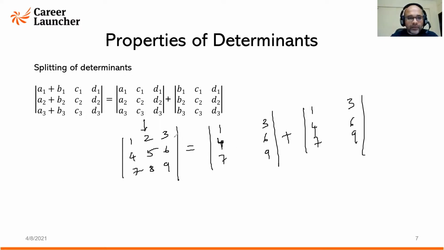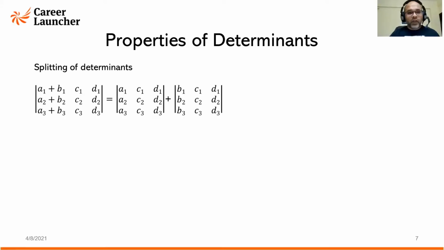Now I will try to split this 2 as two numbers. I can write 2 as 1 plus 1. I can write 5 as 3 plus 2. I can write 8 as, let's say, 4 plus 4. So 1, 3, 4 come here. 1, 2, 4 will come here.